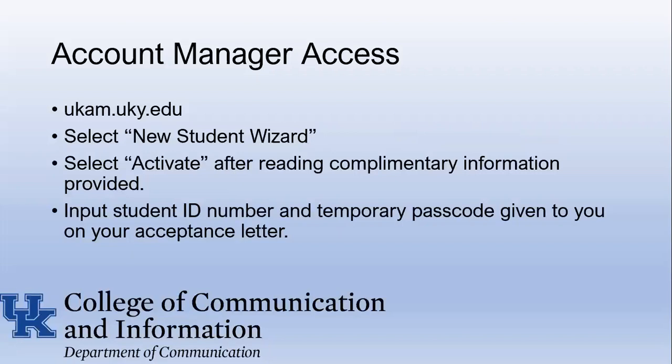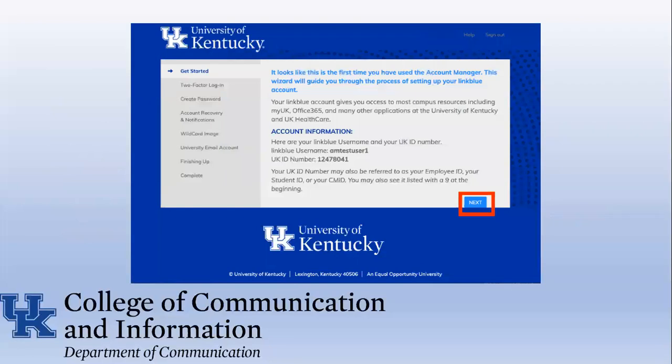You will then be prompted to a page where you should input your student ID number and temporary passcode given to you on your acceptance letter. This will prompt you to a page where you can fully set up your new UKY account page. The first page that I am showing you here presents your new Linkblue username and UKID number. Be sure to put this somewhere important because it will help you get through the future you have at the university.